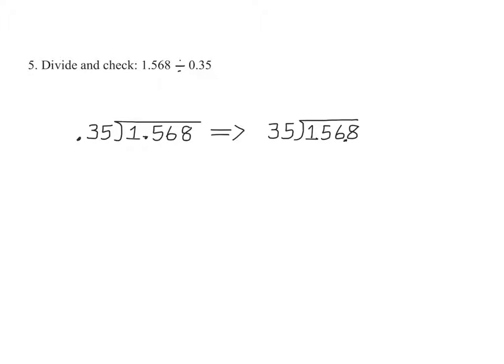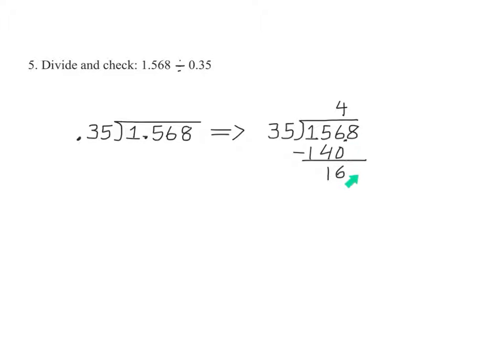156.8. Now we divide as normal, and we ask, how many times can 35 go into 156 at most? And the answer is 4 times. Since 4 times 35 is equal to 140. Now we subtract, and we're left with 16.